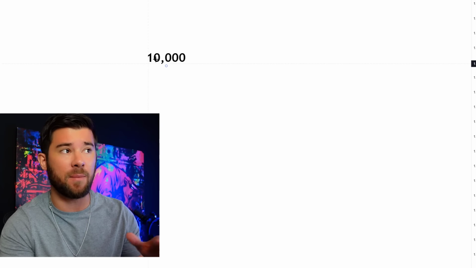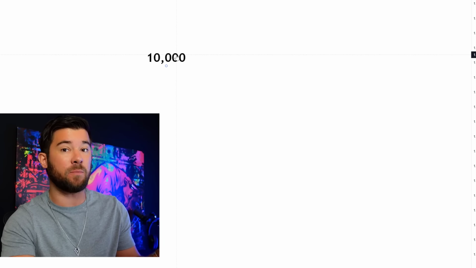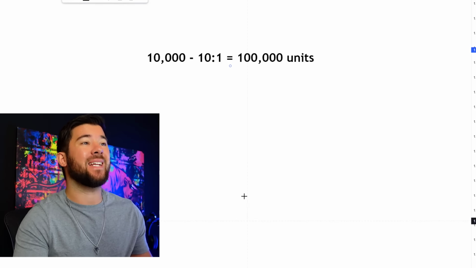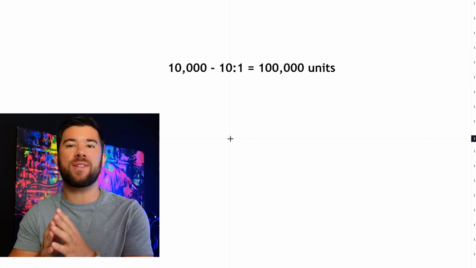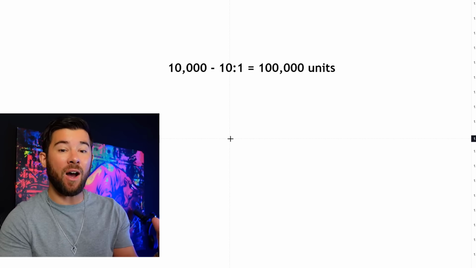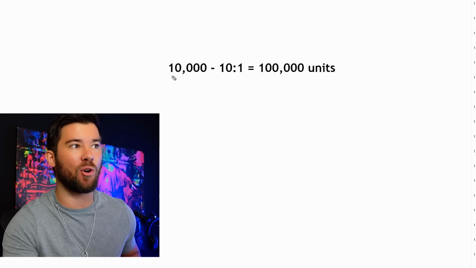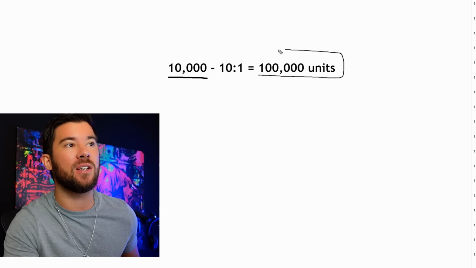Let's go with a 10-to-1 leverage to keep math very simple, but it's going to be the same for any leverage you use. The numbers are just going to change based on what leverage amount you have. We're going to go with a 10-to-1 leverage. So on a $10,000 account with 10-to-1 leverage, now instead of your maximum position size you can have at any one time in the market being 10,000, it's now 100,000 units.